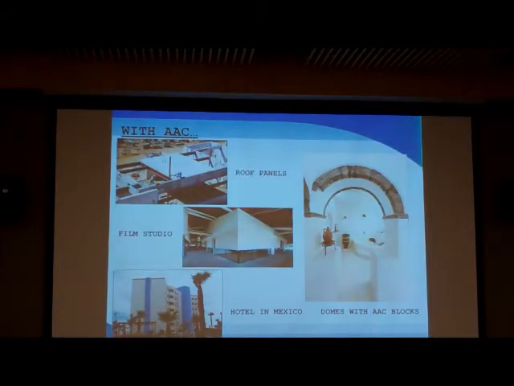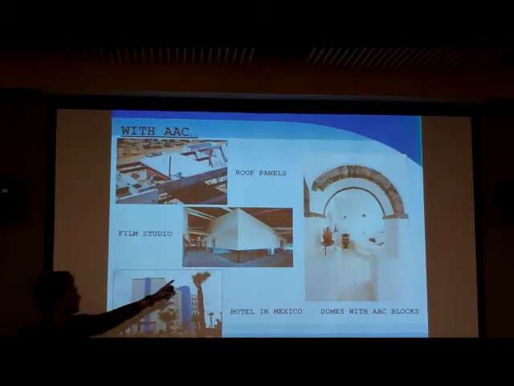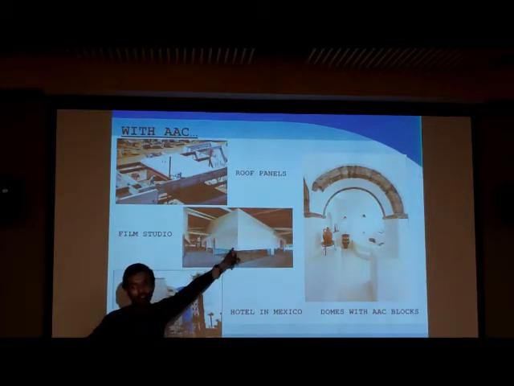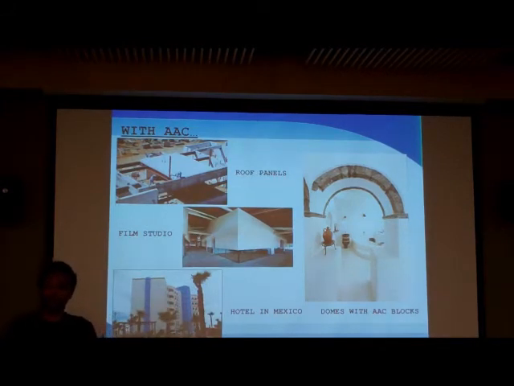These are some of the constructions we discussed. The roof panels are 20 feet long and 2 feet wide, and are used from beam to beam. And this is a film studio where the interiors were built with AAC. You can imagine, the glass was supporting the whole partition wall. You can think how much weight it is going to be.